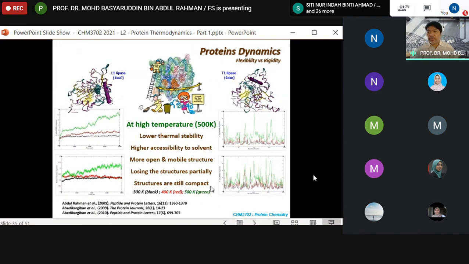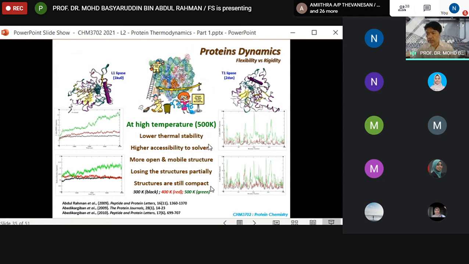So what we did was, last time we ran the molecular simulation of T1 lipase. This one is T1 lipase, this one is L1 lipase. This lipase is actually a thermophilic lipase which we got from Sungai Kelah, if I'm not mistaken, the hot spring. So it is active at about 70 degrees Celsius. We want to understand what happened at higher temperature. From there, we can see it has a lower thermal stability at very high temperature.